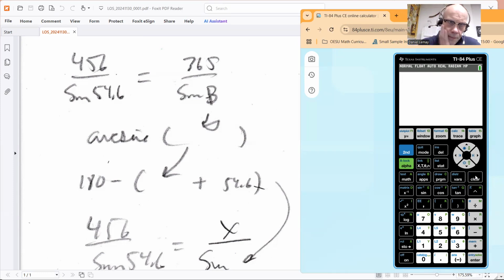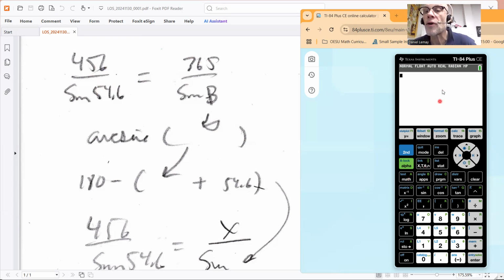Okay, so anyway, what we're going to do, and it looks to me like you're doing this, but you're rounding too soon. The reason I'm showing you this is to show you how I can get the calculator to carry everything and not have to round till the end. I'm going to do the cross products, cross multiply and divide.